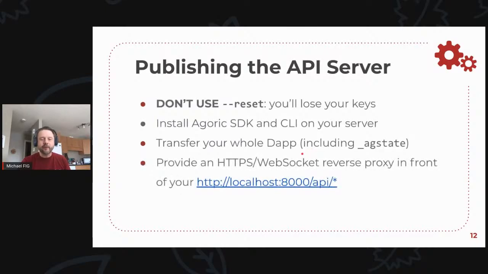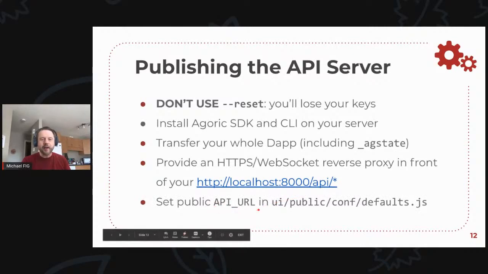The next thing is more of a DevOps issue: you want to provide an HTTPS or WebSocket reverse proxy in front of your dApp. Your dApp has a localhost 8000 API exposed, and the /API is a convention for the parts of the dApp that could be publicly accessible. So you don't want to expose all of localhost 8000 to the public. You just want to expose the API subpath and anything below it.